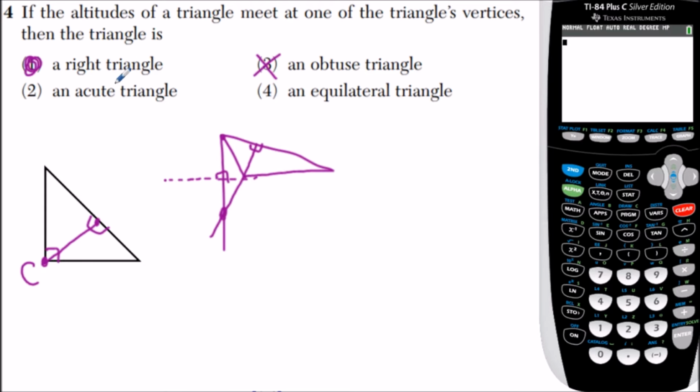And this is a situation where they put kind of a double answer. An equilateral triangle is an acute triangle because all the angles are less than 90 degrees. So this is an acute triangle. You can't have the same answer twice, so that's why these are out. But in an acute triangle, the altitudes intersect inside the triangle. So choice 1 here.